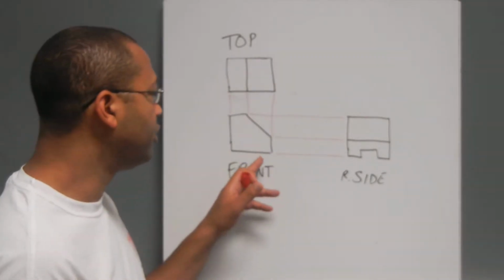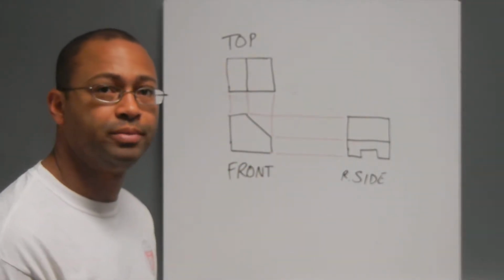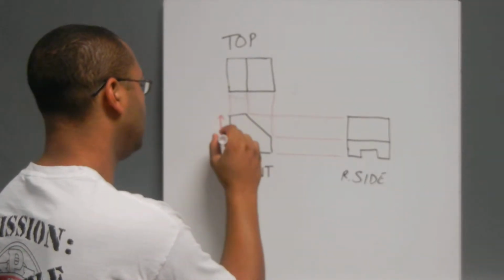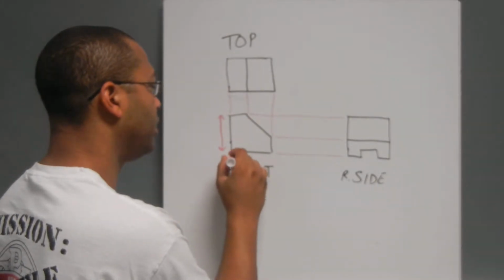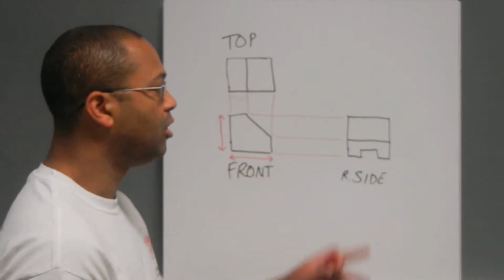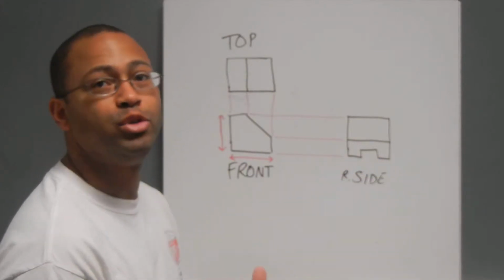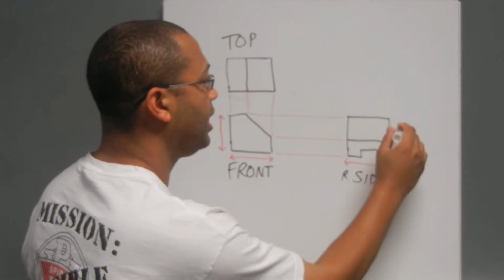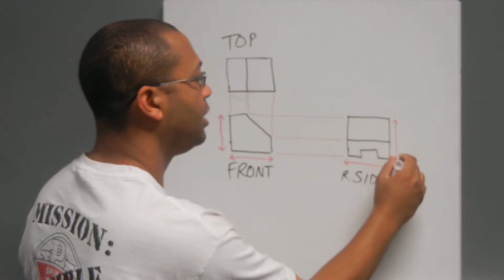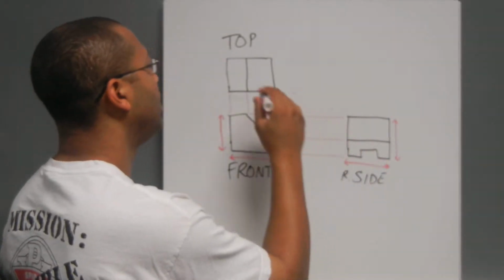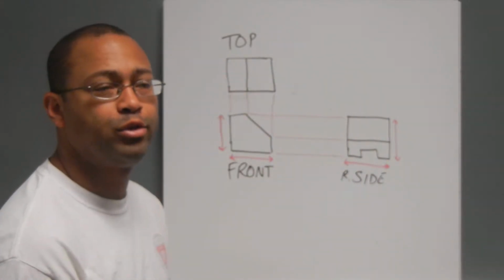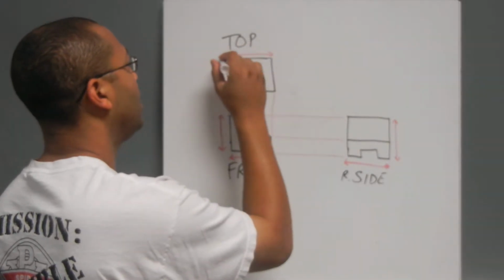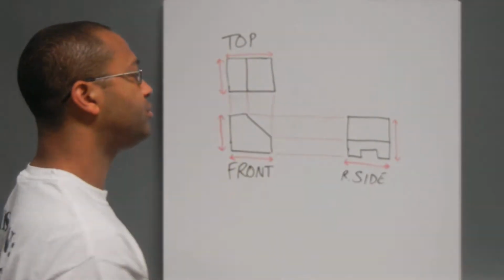So on the front view, there are two dimensions. There's height, and then there's width. On the right side view, I have two dimensions. I have depth, and I also have height. On the top view, I have two dimensions. I have width and I have depth.